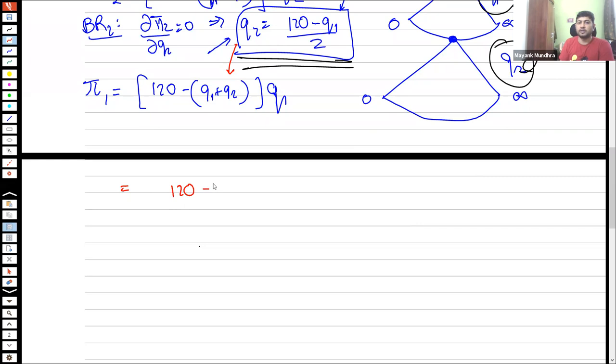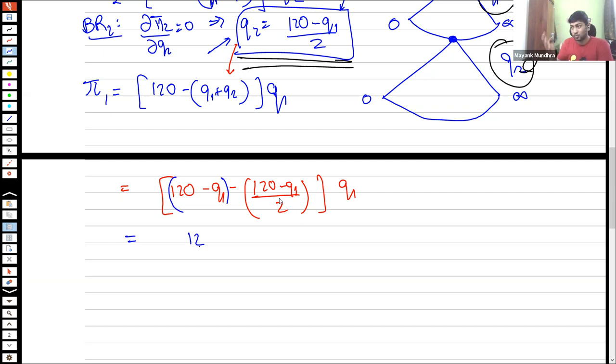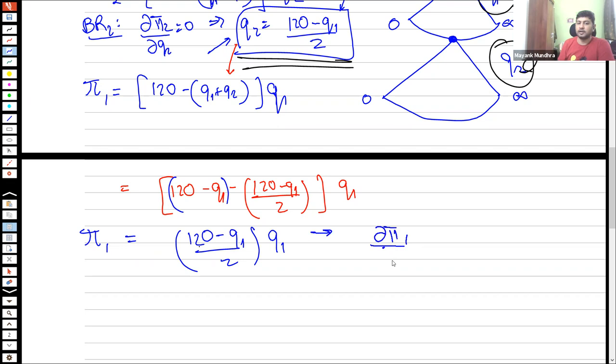So this is 120 minus Q1 minus 120 minus Q1 by 2, whole into Q1. So that is 120 minus Q1 by 2 into Q1. This is the profit of herder 1, which is now a single variable function. So all I need to do is del pi 1 by del Q1 equals 0, which will give me Q1 equals to what? Solve it, basically. Solve this.